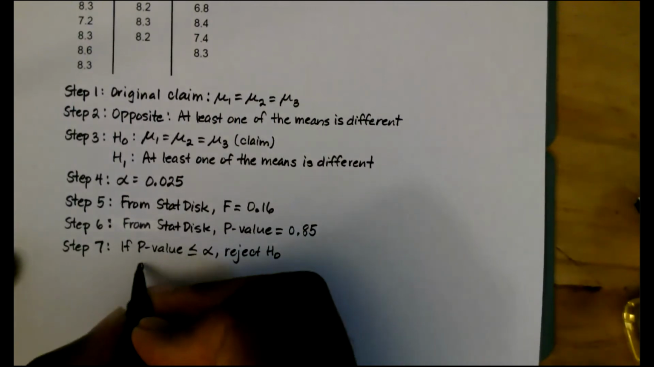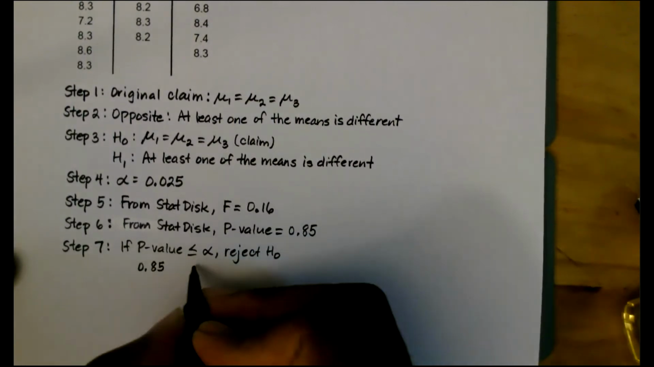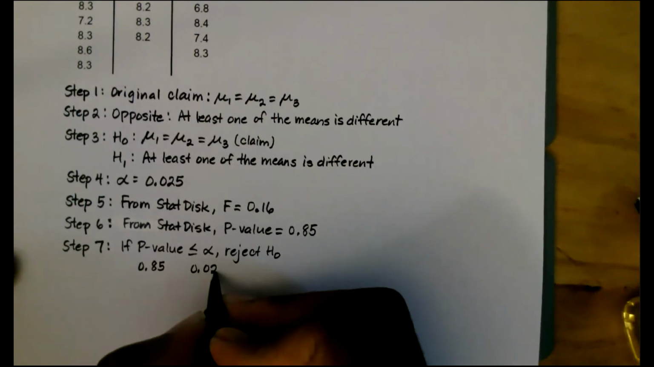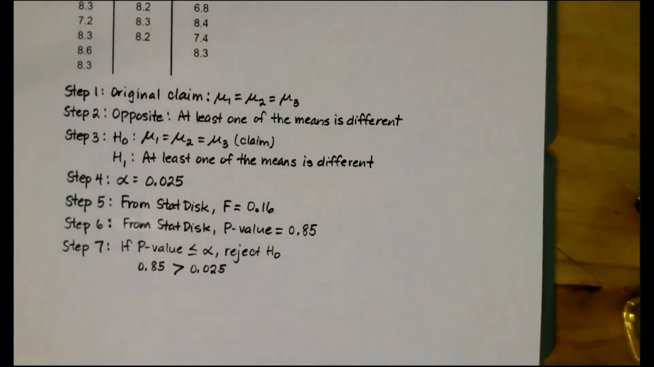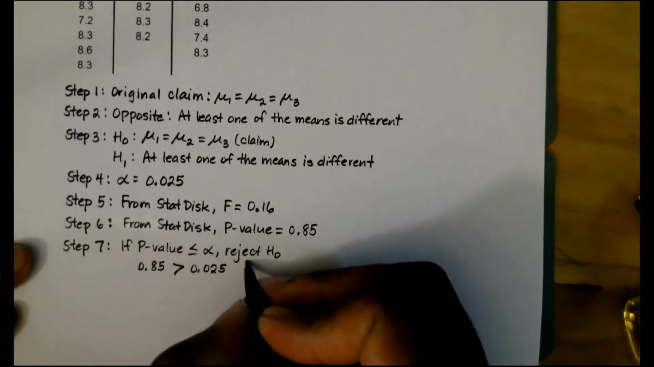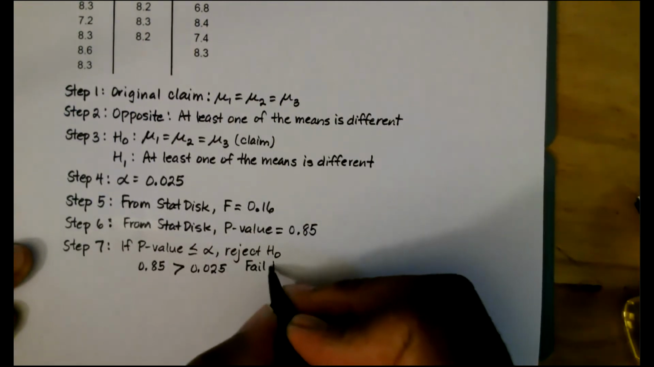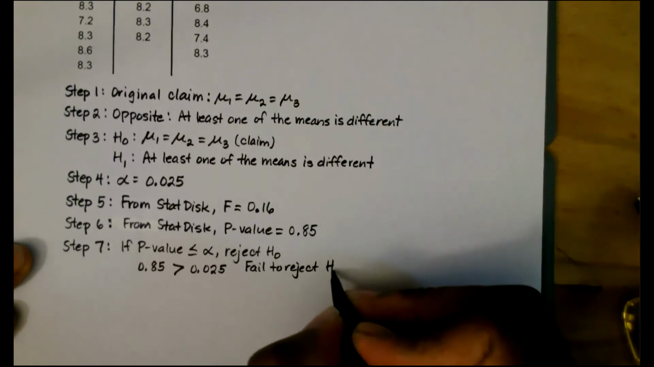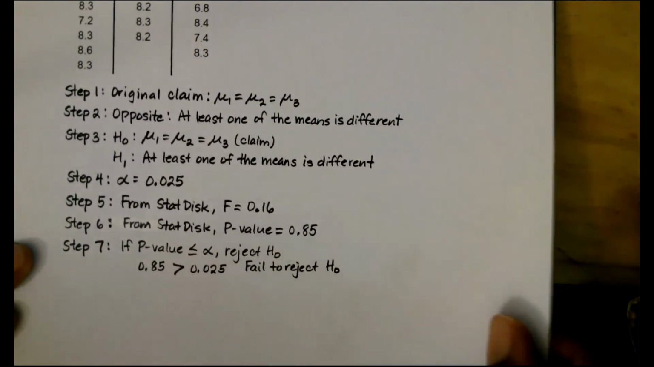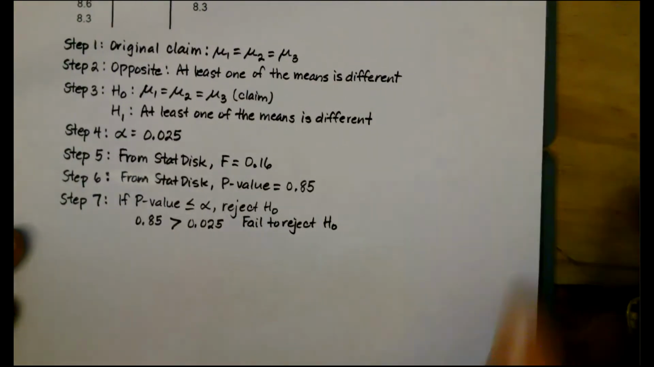So the p-value in this case was 0.85. My alpha level was 0.025. Well, you can see here, this is that 0.85, which is our p-value. That is greater than our level of significance of 0.025. That means we need to fail to reject the null hypothesis. Fail to reject the null hypothesis.